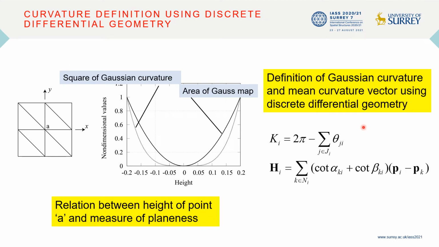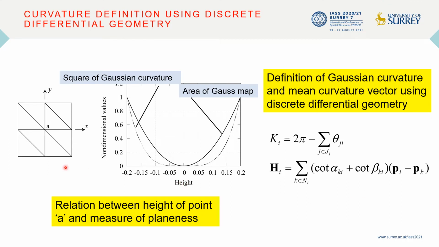We use the definitions of discrete differential geometry. Gaussian curvature and the mean curvature vector are formulated as shown here. The mean curvature is defined as the norm of the mean curvature vector.